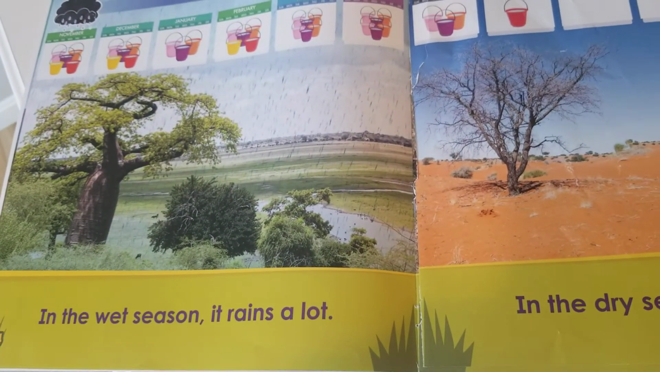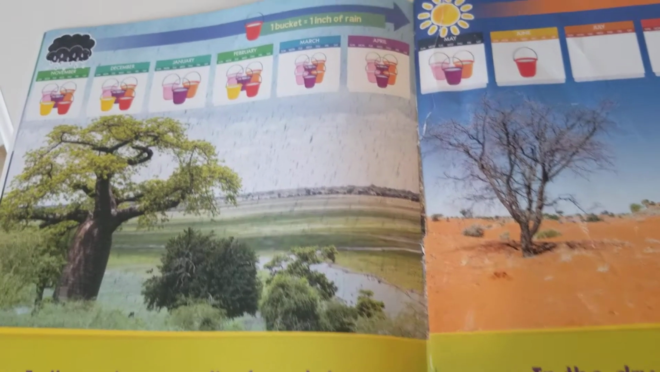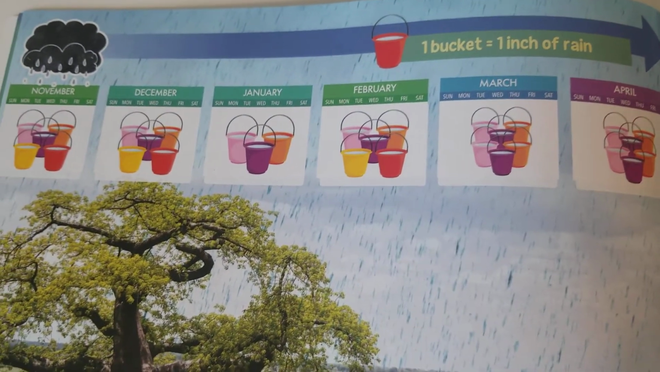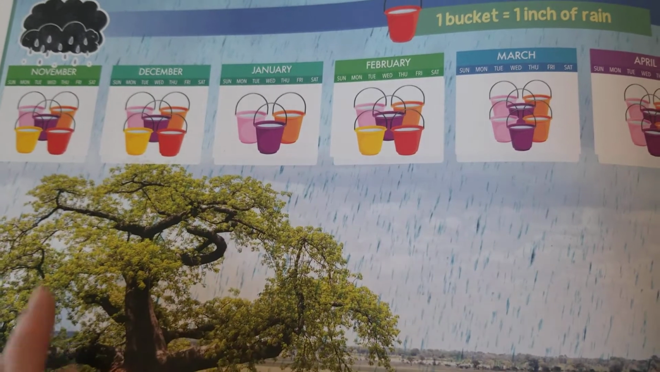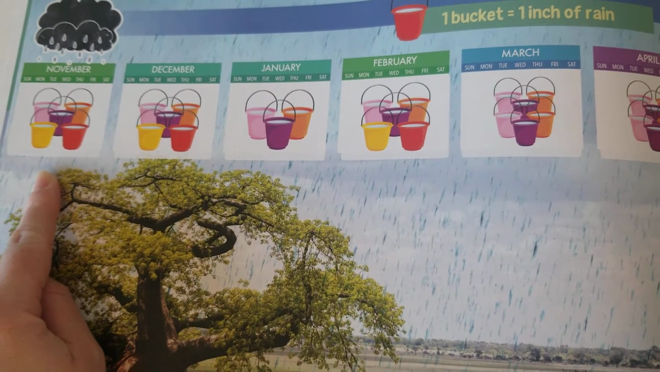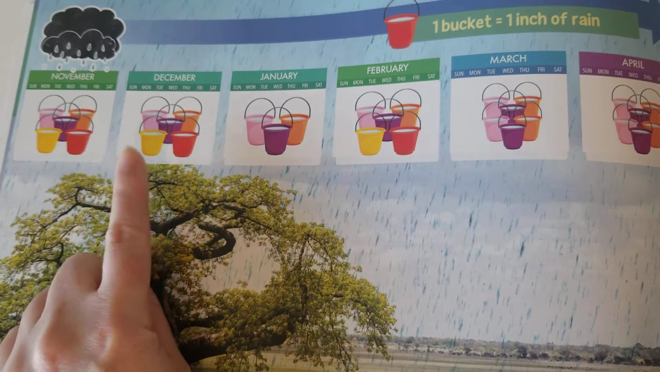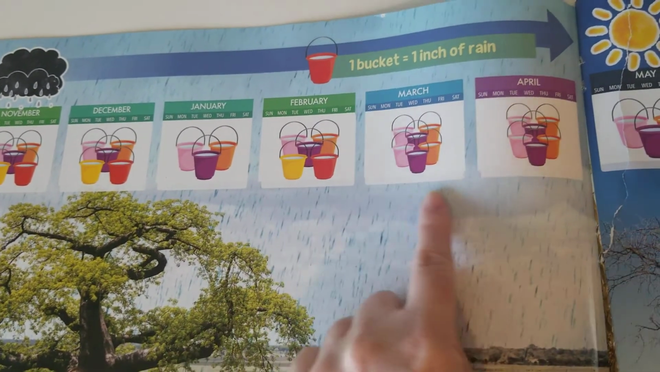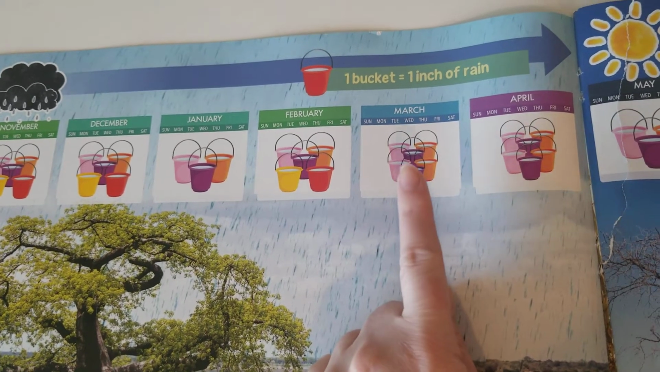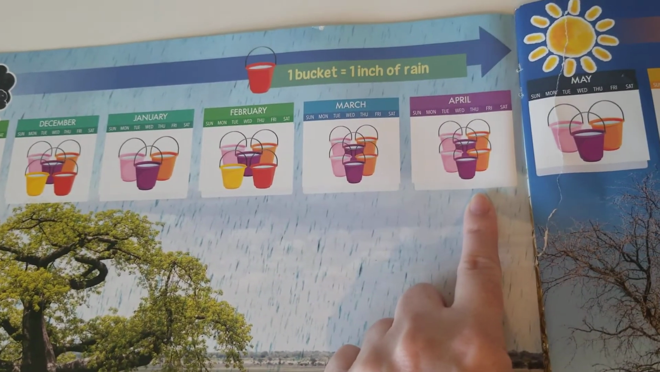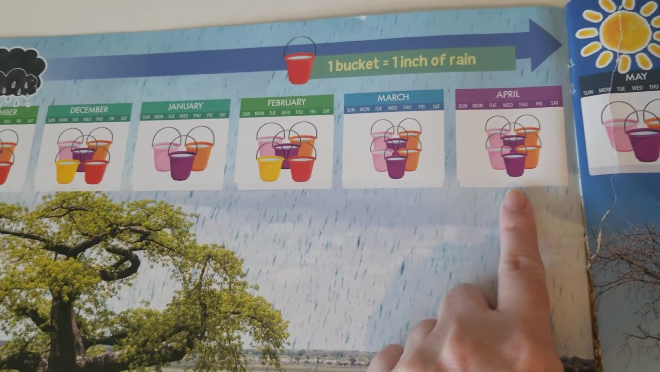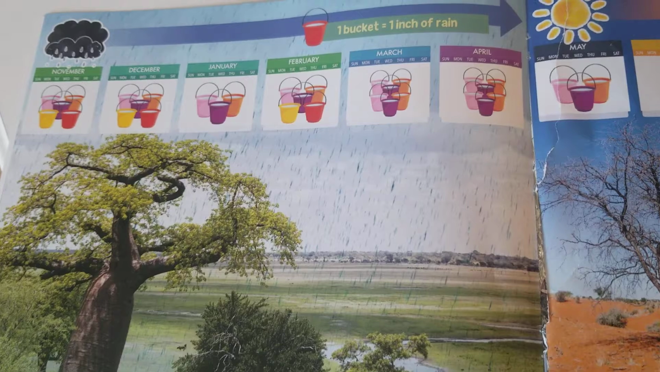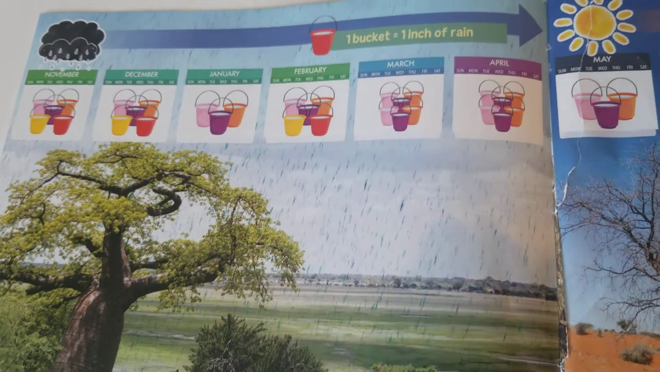In the wet season, it rains a lot. Check this out. 1 bucket equals 1 inch of rain. So we have some months here. I see November, 5 inches of rain, 5 buckets. December, 5. January, 3. February, 5. March, the month we're in right now, 6. And April, 6. So right now in Africa, where the savannas are, is their rainy season.